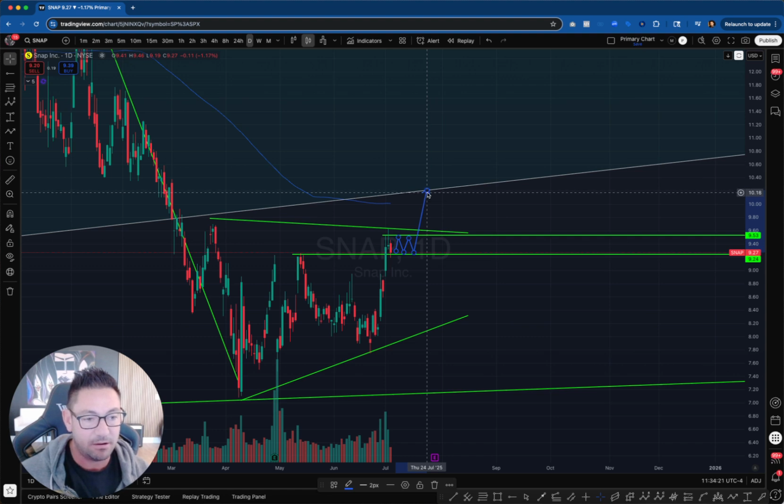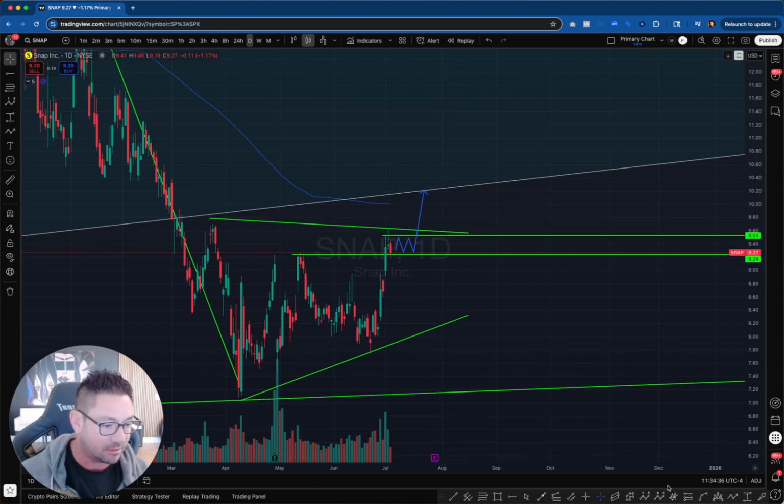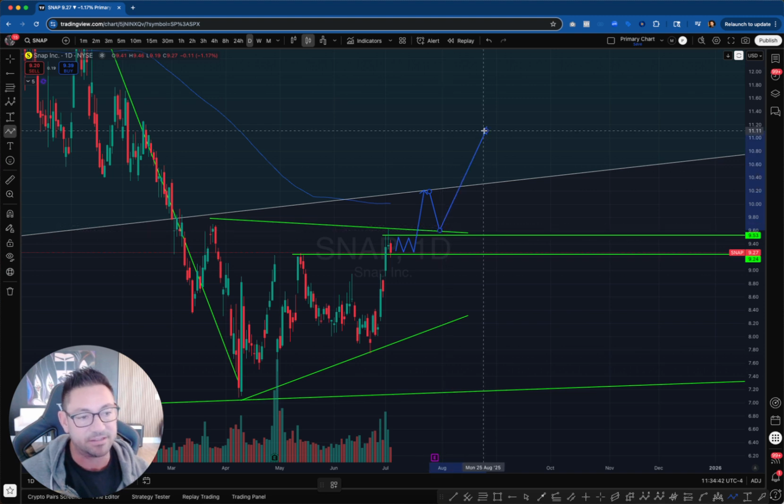Now from here, it depends on how strong the move is, right? If the move's strong, it could come in here, and then it can start consolidating here. If it's not very strong, it's going to reject, and then we're going to get something like this to retest this upper bound of that breakout, and then you might get something like that, right?